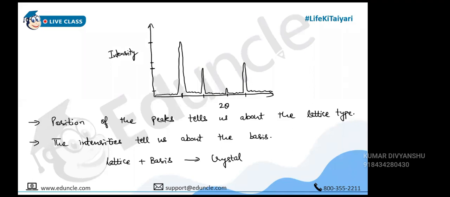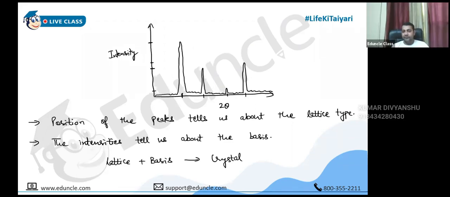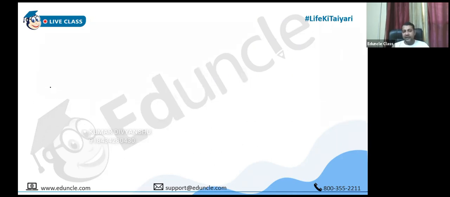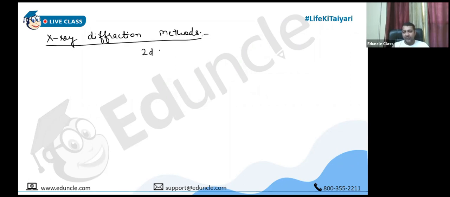Now, depending upon whether we vary theta, lambda, or the order, different kinds of X-ray diffraction techniques are available. You can write X-ray diffraction methods. Now you can see in 2d sin theta equal to n lambda, how many variables are there according to you? See, either you can vary lambda, or theta. But n is not in our hand.